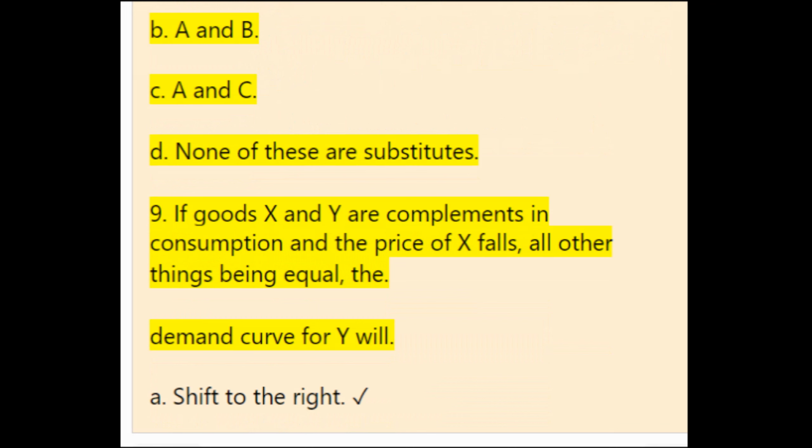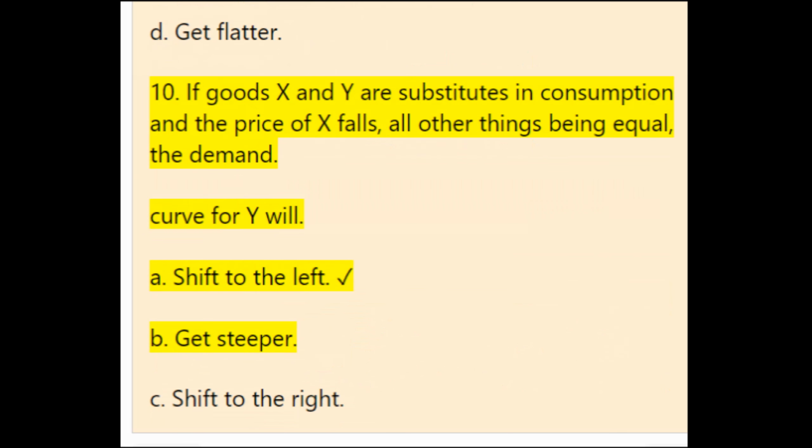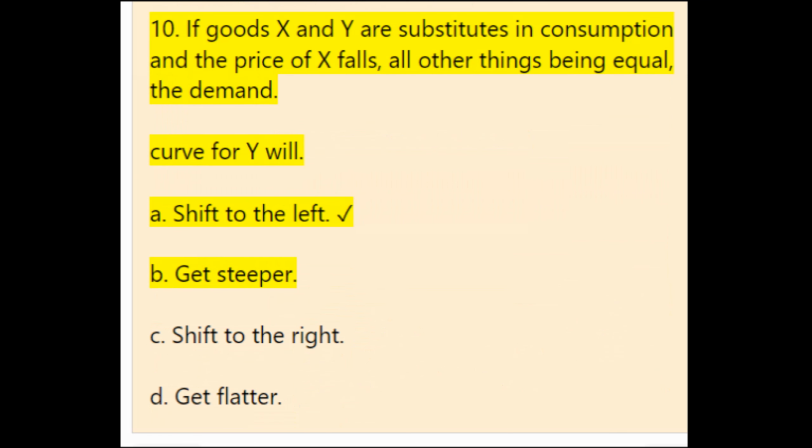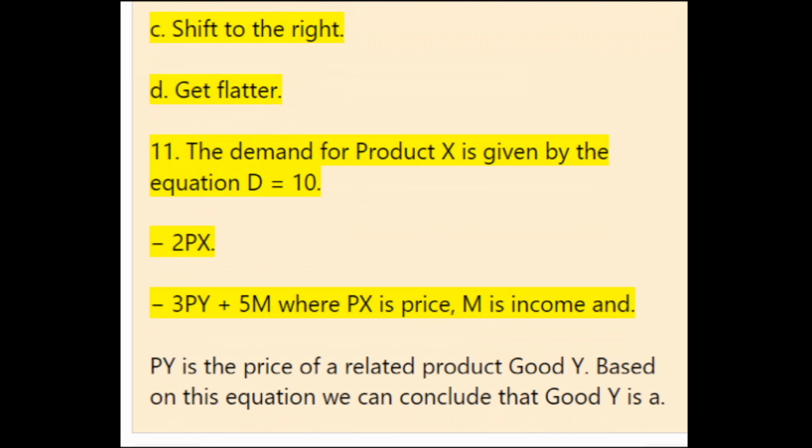9. If goods X and Y are complements in consumption and the price of X falls, all other things being equal, the demand curve for Y will A. Shift to the right. B. Shift to the left. C. Get steeper. D. Get flatter. 10. If goods X and Y are substitutes in consumption and the price of X falls, all other things being equal, the demand curve for Y will A. Shift to the left. B. Get steeper. C. Shift to the right.